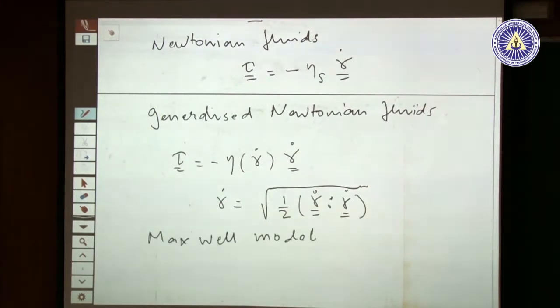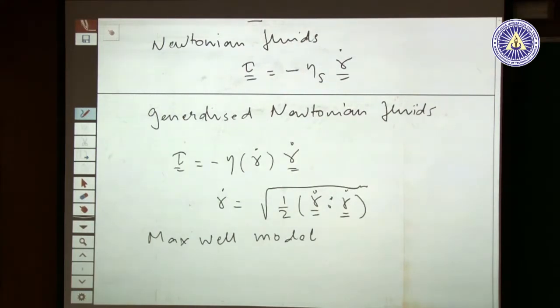Sorry, can I interrupt you? Yeah, absolutely. The double dot is the trace of something. Yeah, so this is a double dot product. So if you took the dot product of gamma dot with gamma dot and then took the trace of the result, that would be it. So it's a scalar. Yeah, sorry. Stop me if you need me to explain the notation.